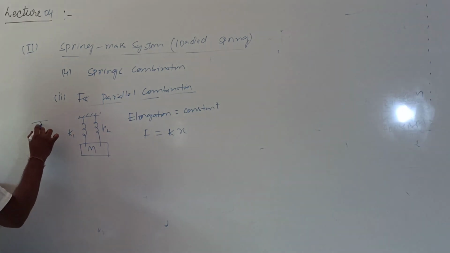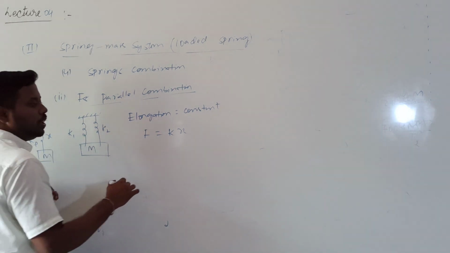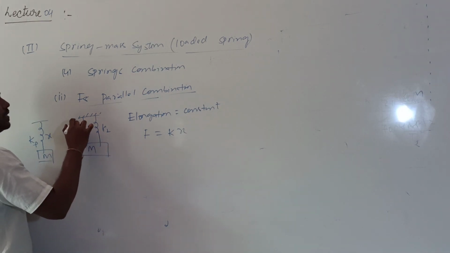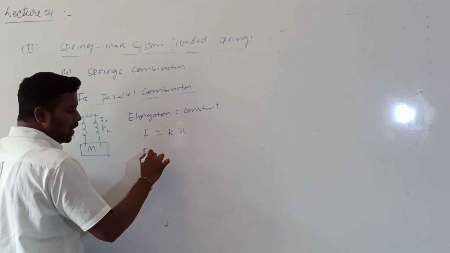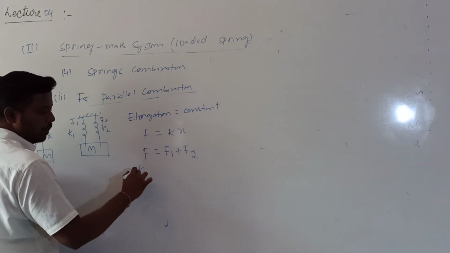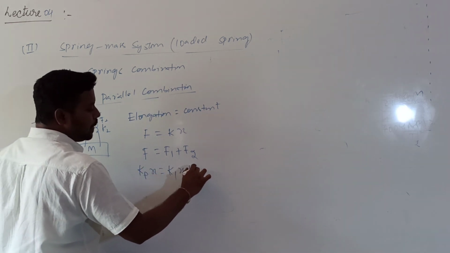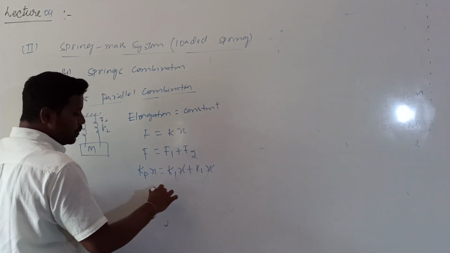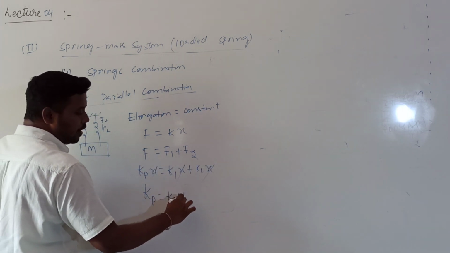Now these two springs can be replaced by a single spring of spring constant Kp, with total elongation X. But the restoring forces in the two springs are not the same. So how can I calculate the total restoring force? F(R) is equal to F1 plus F2. So Kp into X is equal to K1 into X plus K2 into X. X cancels. Finally, Kp is equal to K1 plus K2.